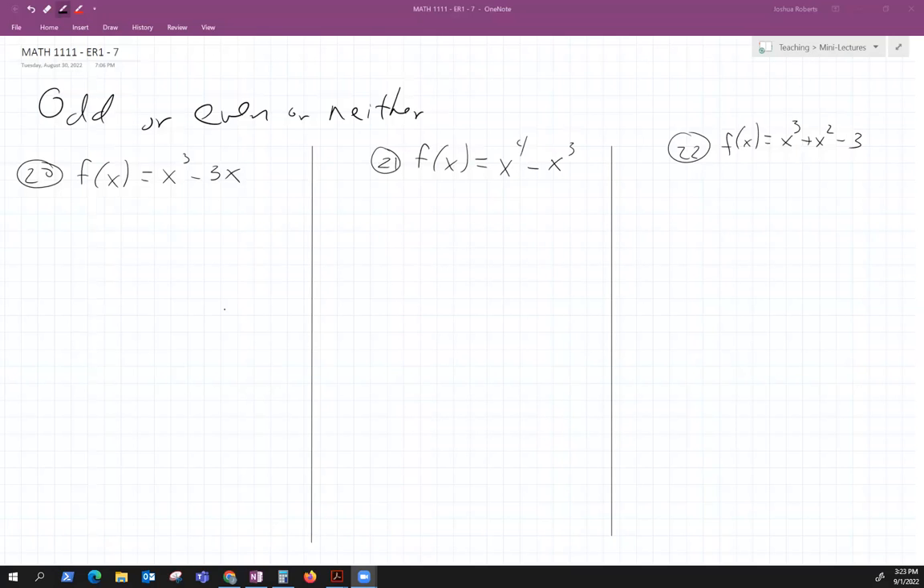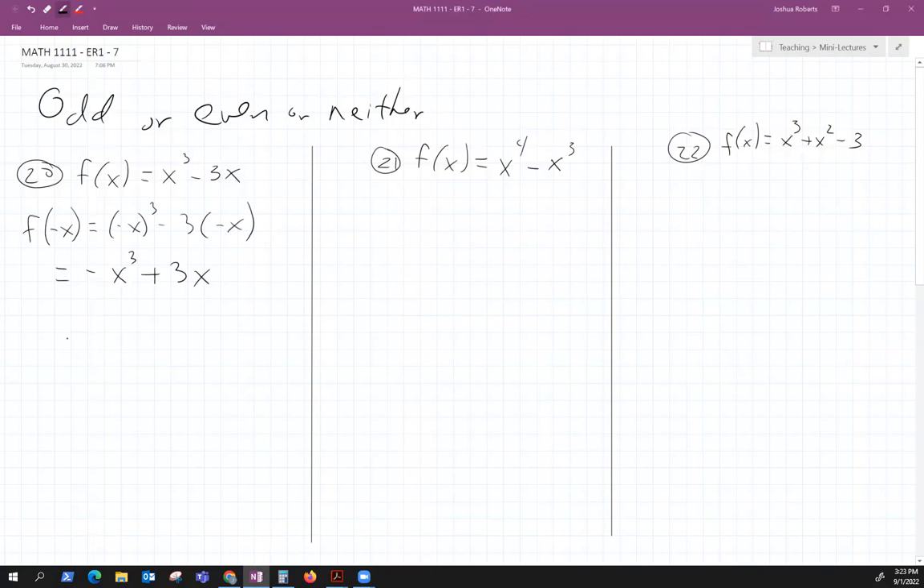I was asked to solve these couple problems. Numbers 20, 21, and 22 are asking you to decide whether these functions are even, odd, or neither. To do this, we always look at f of negative x. If I do that for this first one, I'll have negative x cubed minus 3 times negative x. So that will be negative x cubed plus 3x.